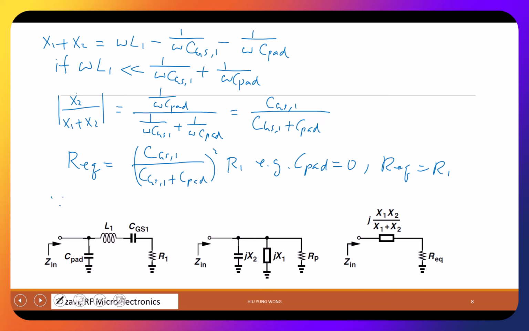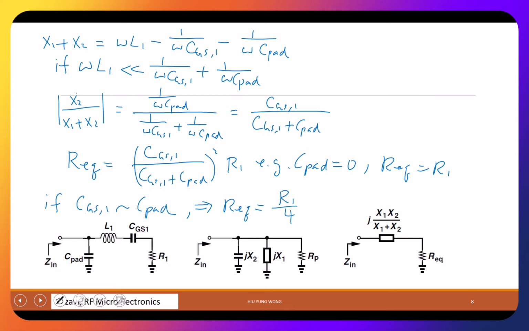Now, let's just say CGS1 is in the same order as CPAT, then what will happen to R equivalent? If they are similar, let's say they are the same. What is the expression now? 1 over 2, squared, 1 over 4. So it becomes R1 divided by 4.